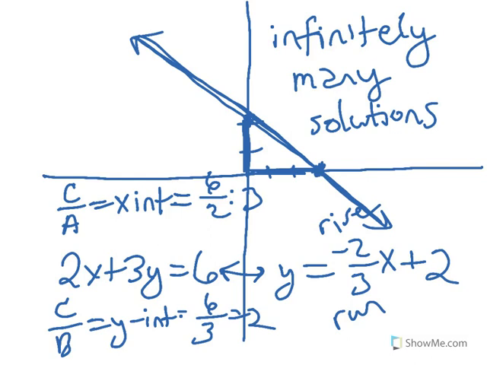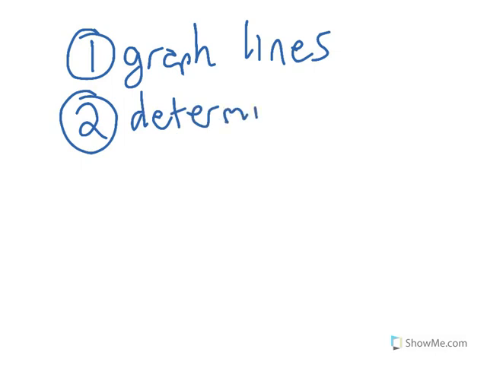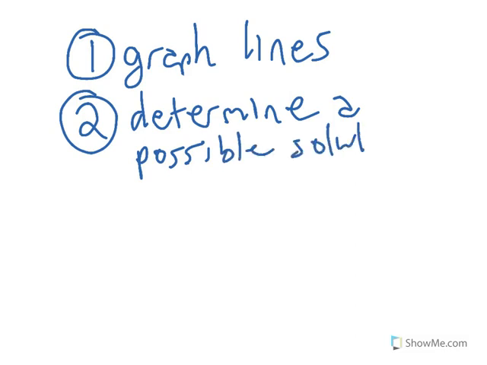Okay, so let's recap the entire lesson. The first method you've learned in this lesson is graphing to solve systems of linear equations. The process for doing that is to graph the lines, then determine a possible solution. You determine that solution by trying to determine where the two lines intersect at one point.